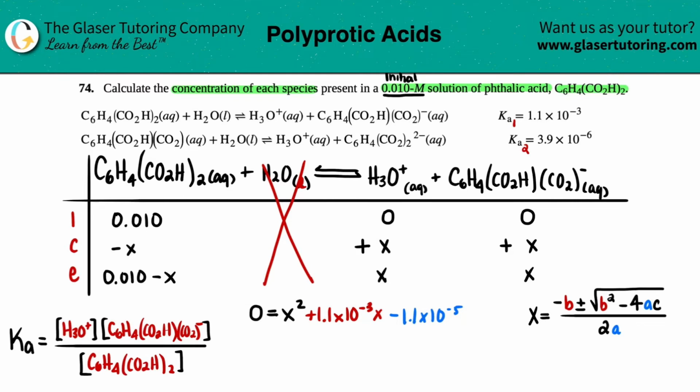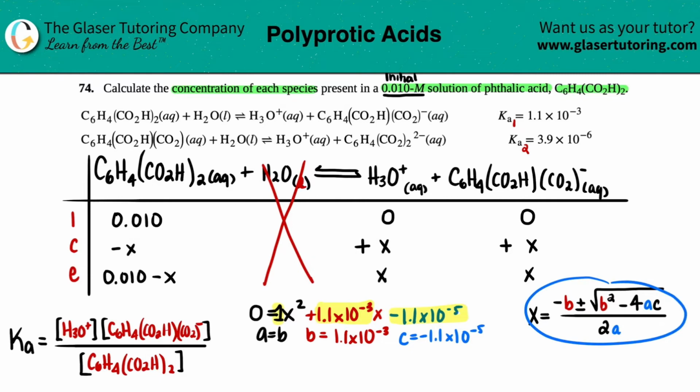So in this case, if I just color code this, remember, the a is in front of the x squared. There's no number here, which just means that there's a 1. So a equals 1. The b is going to be the number that's in front of the x. Got to keep that sign in there, so it's a positive 1.1 times 10 to the negative third. And then the c value is just the number by itself. Got to take into consideration that sign, so it's a negative 1.1 times 10 to the negative fifth. These are going to go in here.